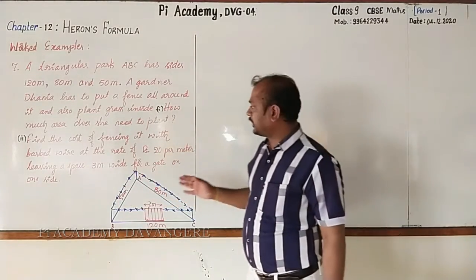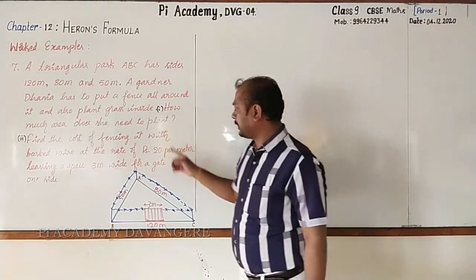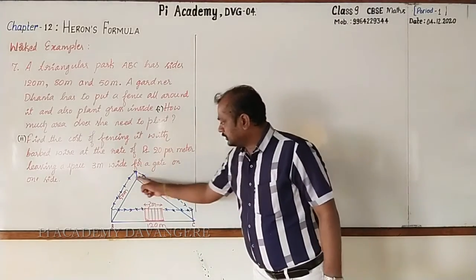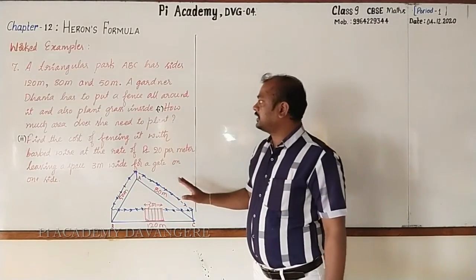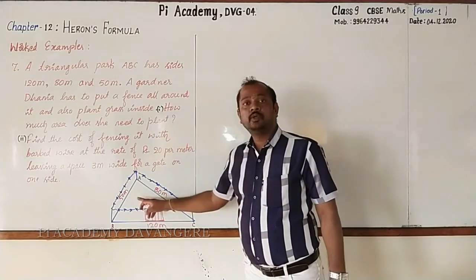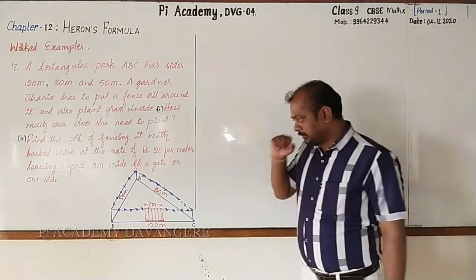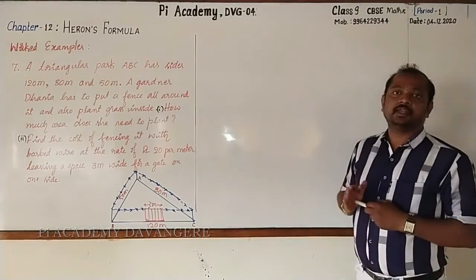Let us go for answering one by one. First one is, how much area does she need to plant? See, it is the triangular park. In that, the grass has to be planted. So obviously, the area that we need to plant the grass, it is the area of the triangle. First, let us focus on finding the area of the triangle.